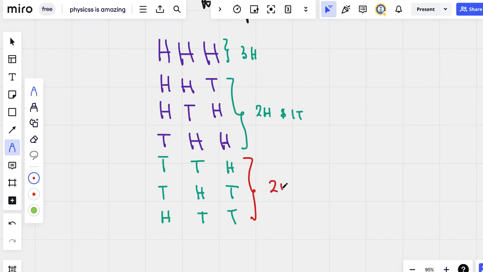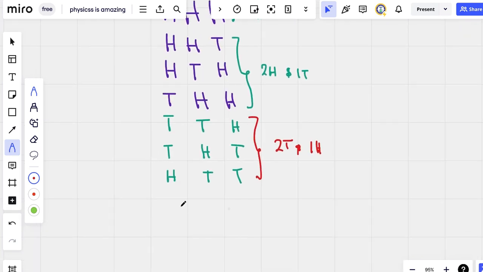2 tails and 1 head. Now what is remaining is all 3 tails. That's what is remaining that we need to create. So which means we now have tail, tail, tail. These are all the possibilities when you toss 3 coins once. Okay? All 3 tails.